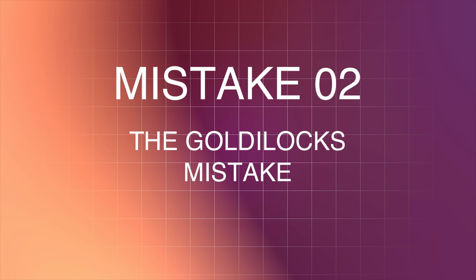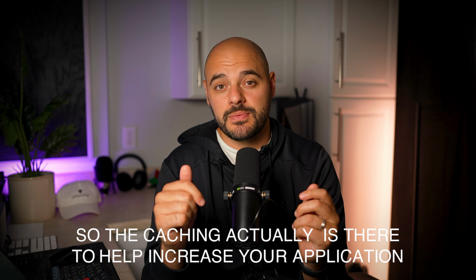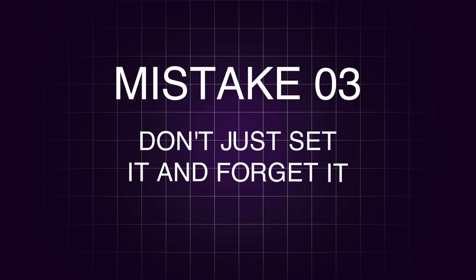Now this next mistake is known as the Goldilocks mistake, where you're trying to figure out the perfect balance for caching. You don't want to over cache and just keep fetching and always changing the data, but you also don't want it to go so long that it's stale. So it's really important to find the perfect balance so the caching actually helps your application. Now mistake 3 is don't just set it and forget it.